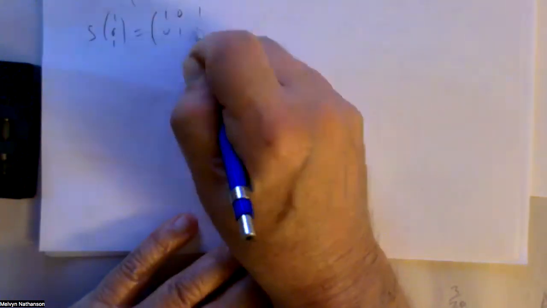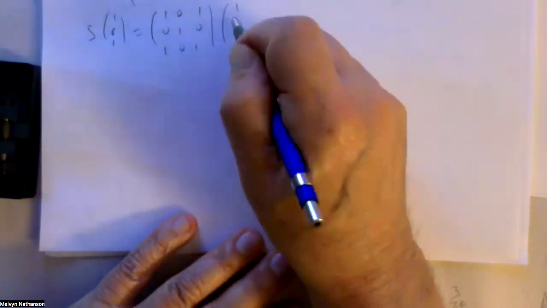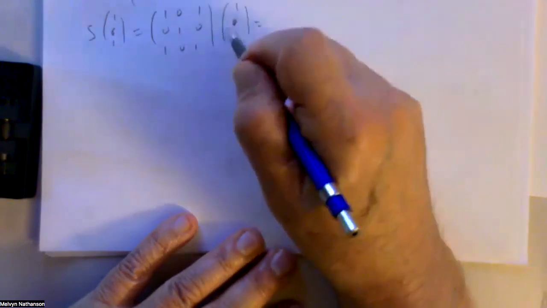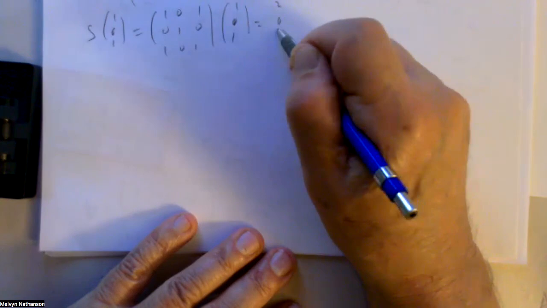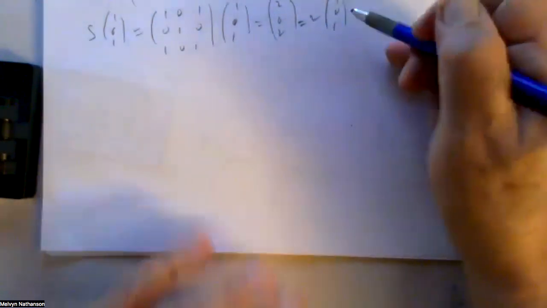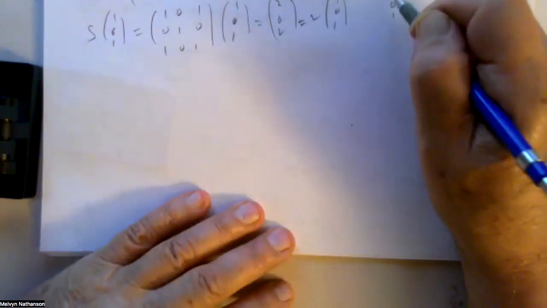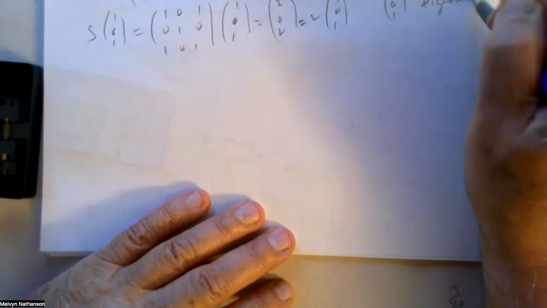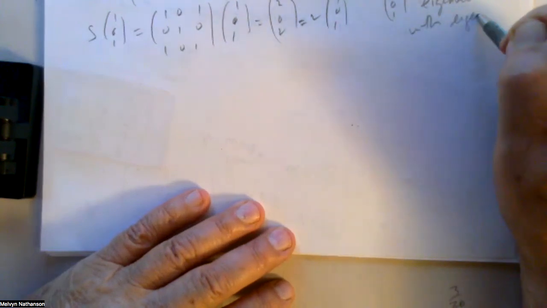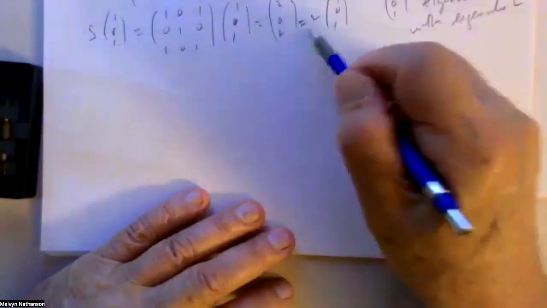Let me just try to be kind of lucky about this. S of (1, 0, 1) is what? I have the matrix [1 0 1; 0 1 0; 1 0 1] applied to (1, 0, 1). When I compute this, I get (2, 0, 2), which is 2 times (1, 0, 1). So (1, 0, 1) is an eigenvector with eigenvalue 2. S of this vector is 2 times the vector.